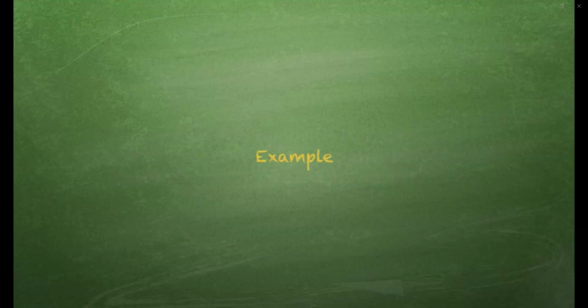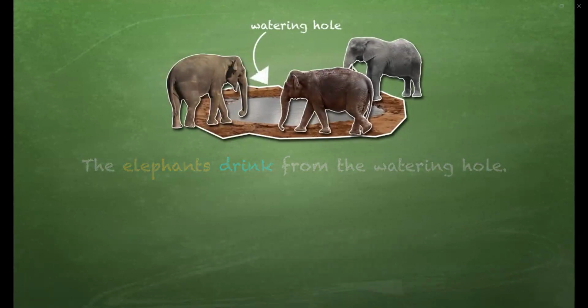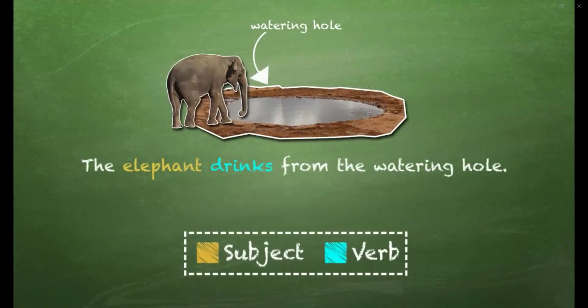Example: The elephants drink from the watering hole. Plural subject and plural verb. The elephant drinks from the watering hole. Singular subject and singular verb.